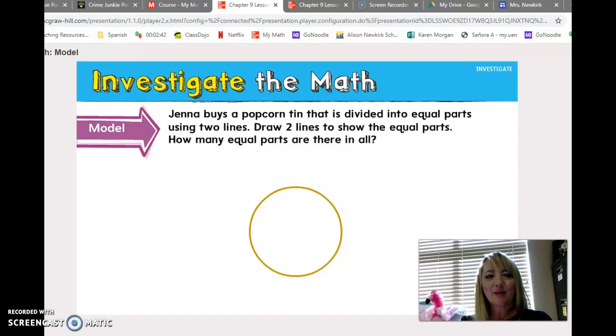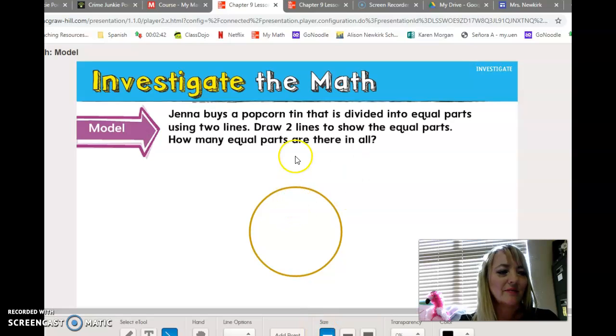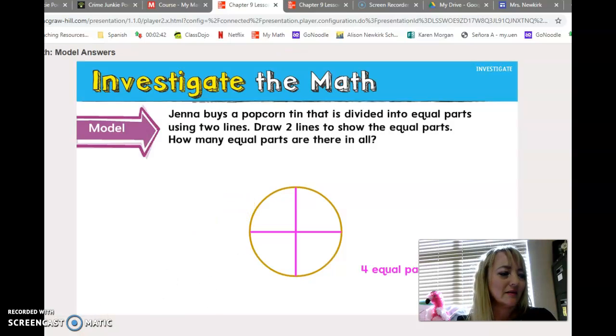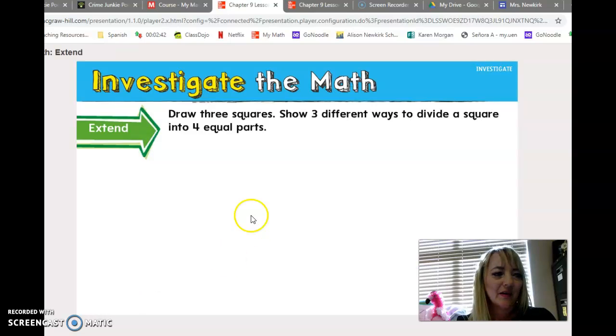Okay, Jenna buys a popcorn tin that is divided into equal parts. Using 2 lines, draw 2 lines to show the equal parts. How many parts are there in all? So we are going to grab my tool. Okay, so it wants us to draw 2 lines. So we're going to actually draw this time a vertical line and a horizontal line because she must have 4 different types of popcorn, lucky girl. So how many equal parts are there in all? 1, 2, 3, 4. 4 equal parts.